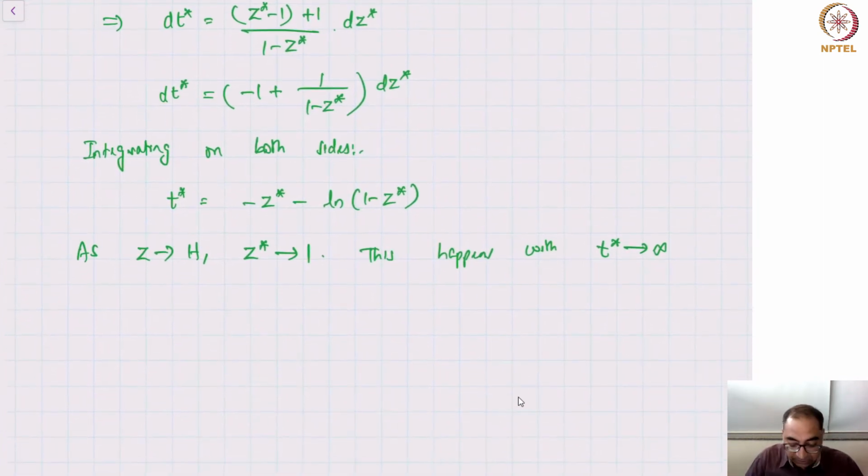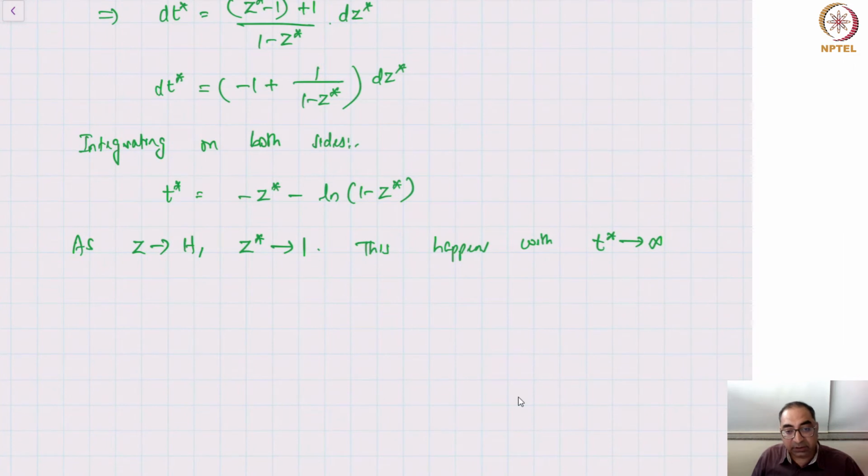Okay, so now that we have this expression, we can divide this into two parts to understand the various regimes. So we'll first define what I call the early viscous regime.